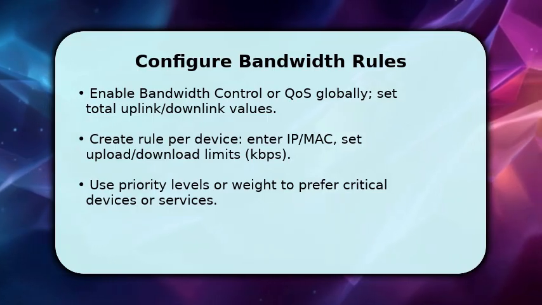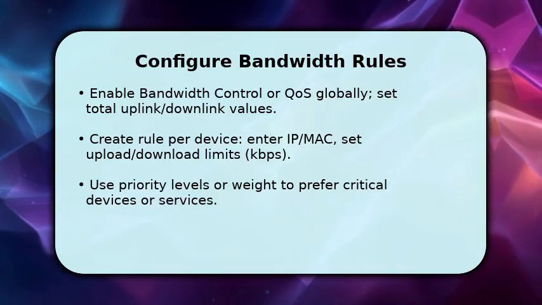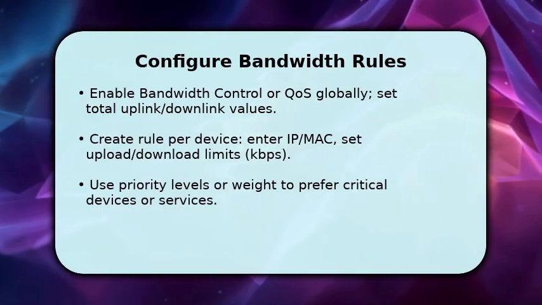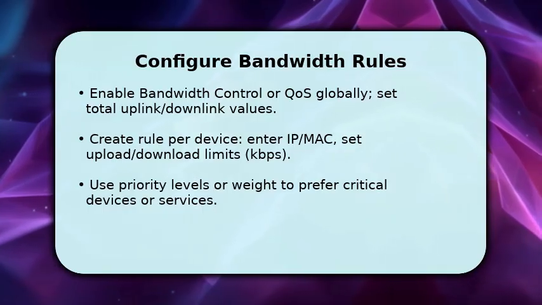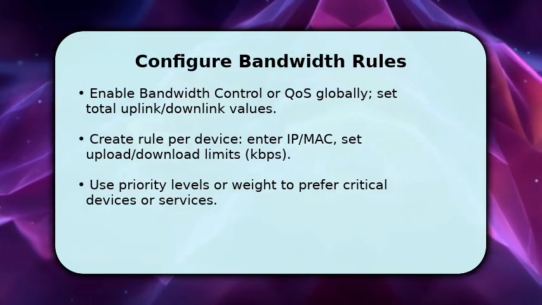Pick the device by IP or MAC, assign specific kbps limits for upload and download, and choose a priority. Make incremental limits rather than extremes so the network stays responsive. Also consider grouping low-importance devices under one rule to simplify management.